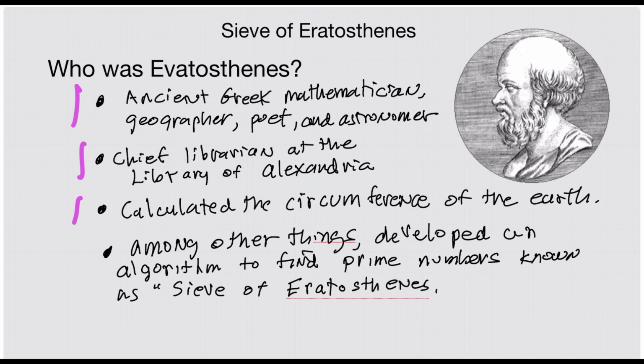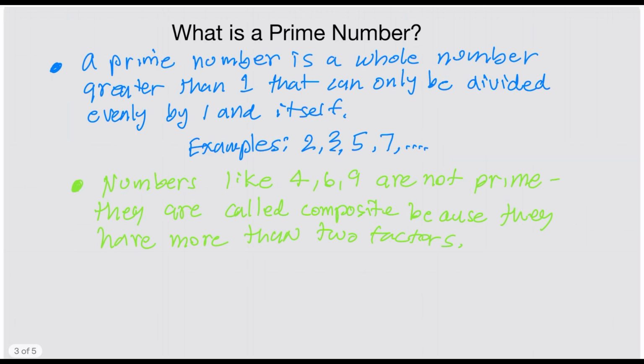And among other things, he developed an algorithm to find prime numbers, and today we call that the Sieve of Eratosthenes. And that's what this video is going to be about. We're going to understand what that is and how that works.